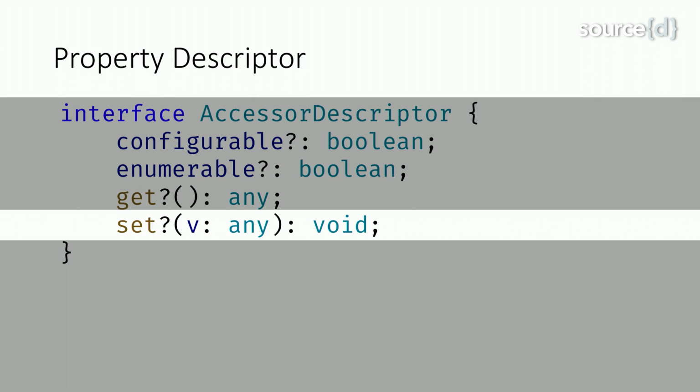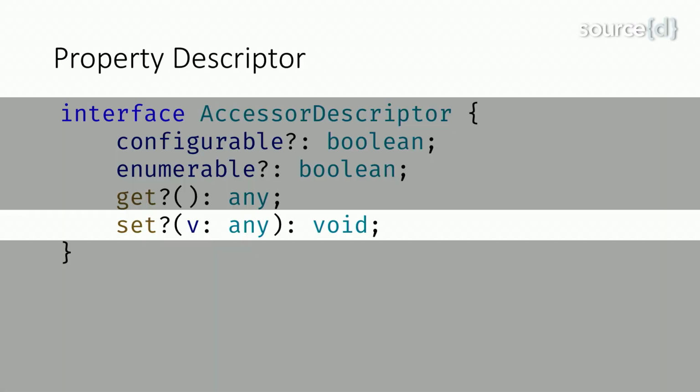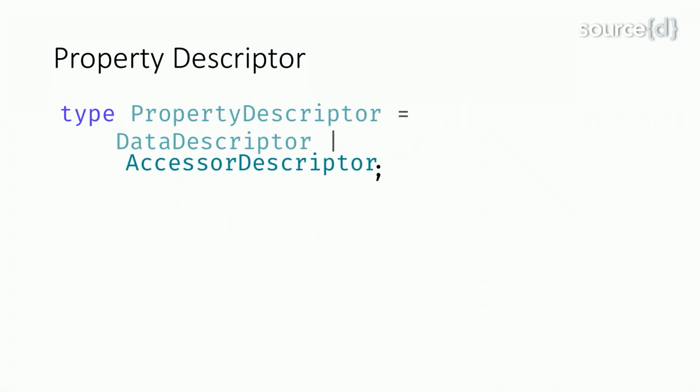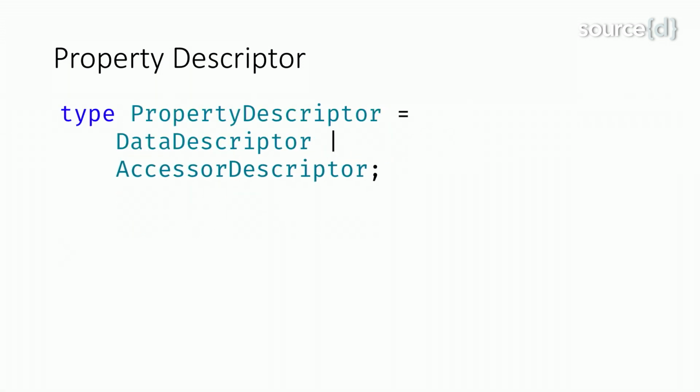If you are familiar with other languages, they have similar things. For example, C# has similar things. And a property descriptor is either a data descriptor or an accessor descriptor. For me, it's useful to think of it this way because, as we will see in the example, if we want to convert a data descriptor into an accessor descriptor, we need to remove the value and writable keys. Otherwise, JavaScript will fail.